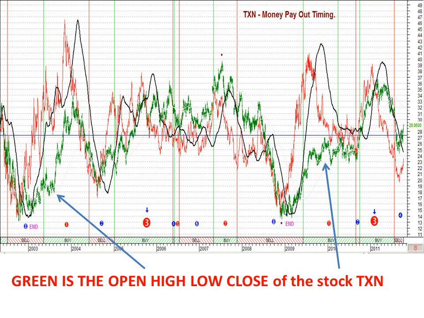Now, the green is the stock. That is the open, high, low, close. The red and black is the indicator, derived from the open, high, low, close. At the bottom is the years going by with a count of 1 through 8, 1 through 8.